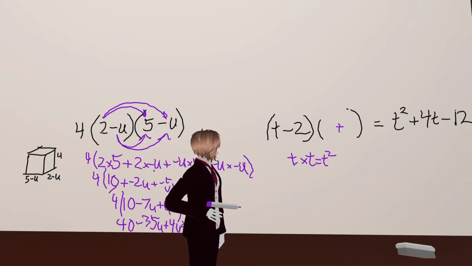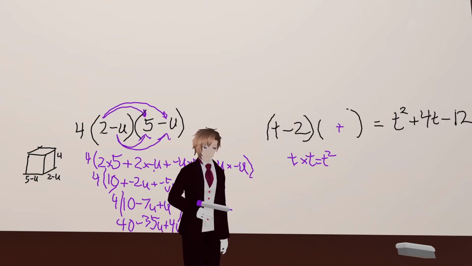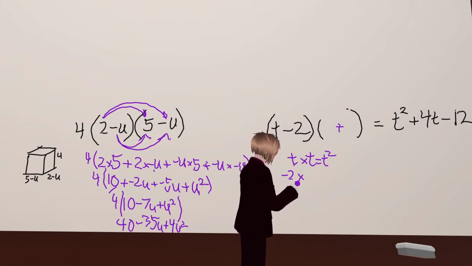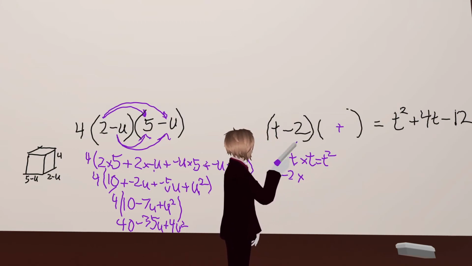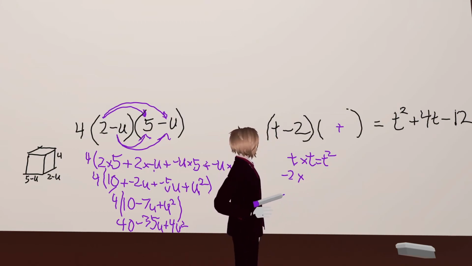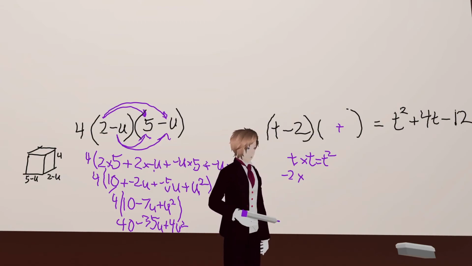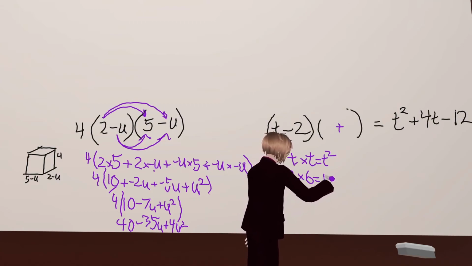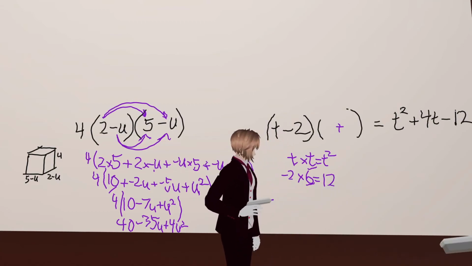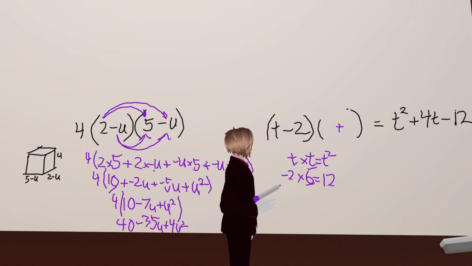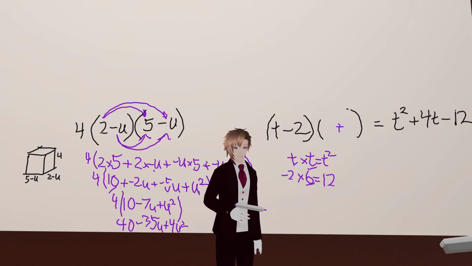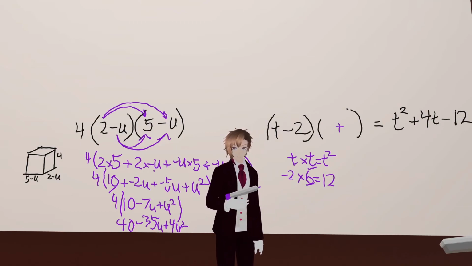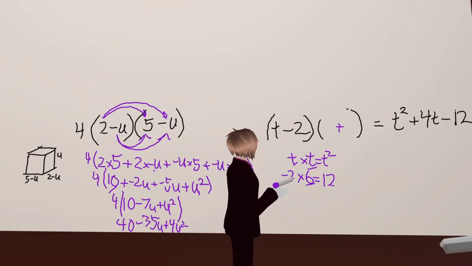What about this thing on the end, our negative 12? We have minus 2. Now what would we times minus 2 by to get negative 12? We would times by 6. We think that our two missing things are t and 6. So let's try to find the middle term to see if we're correct.